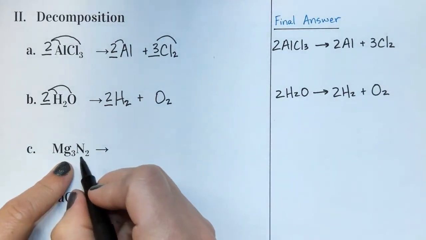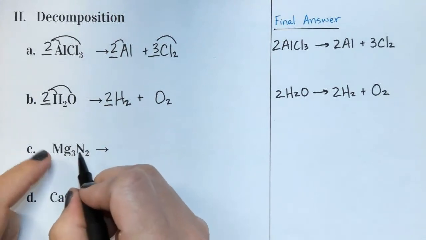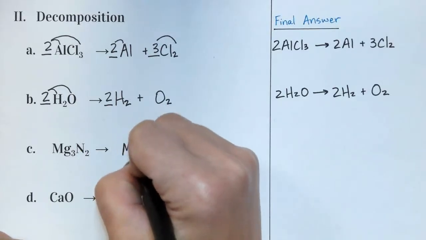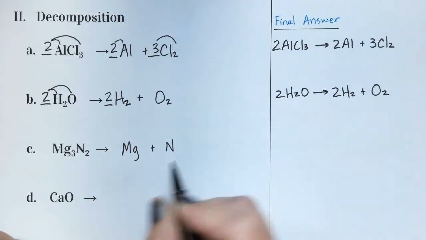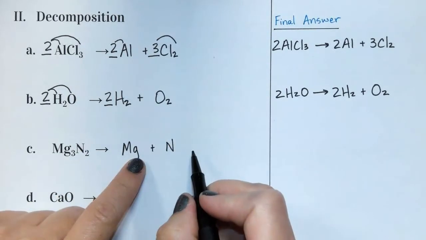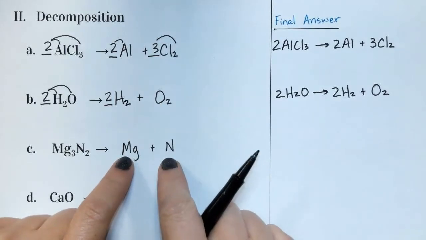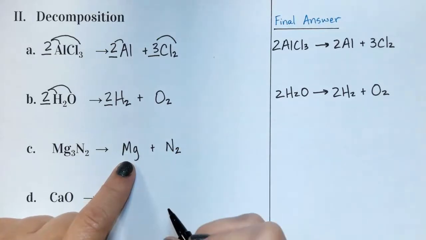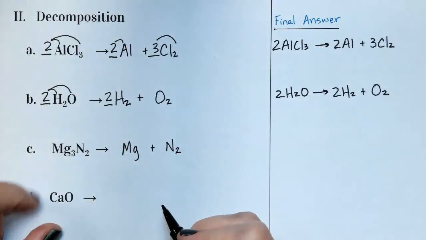Magnesium nitride. We're going to decompose it. So just write one of each element on the right-hand side of the arrow, magnesium plus nitrogen. Do not carry over the subscripts. Now, are either of these a diatomic? Yes, nitrogen is, so it needs a 2. Now you can balance the coefficients.